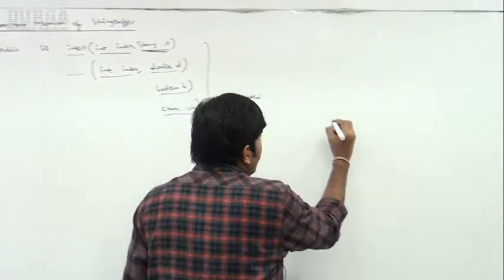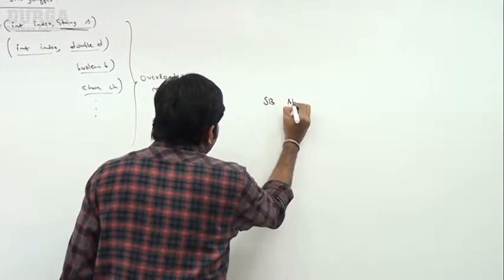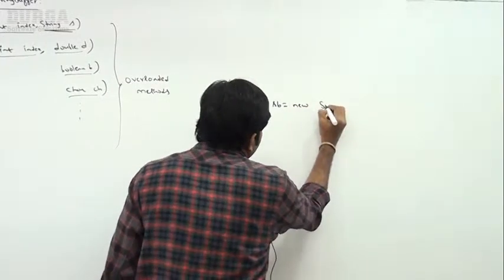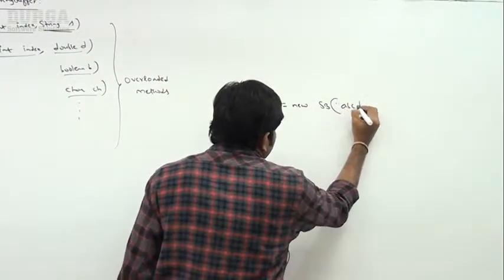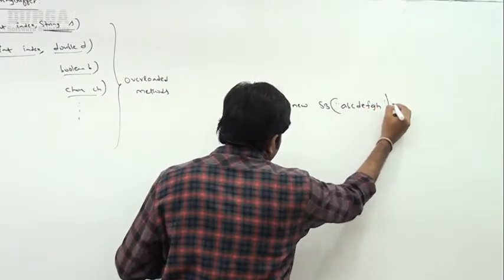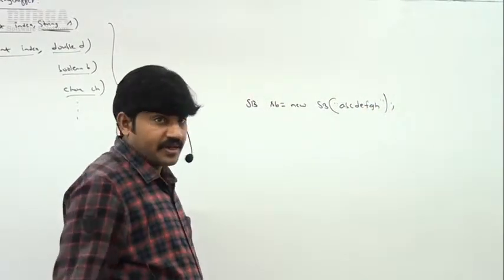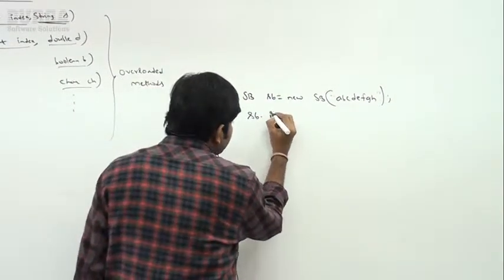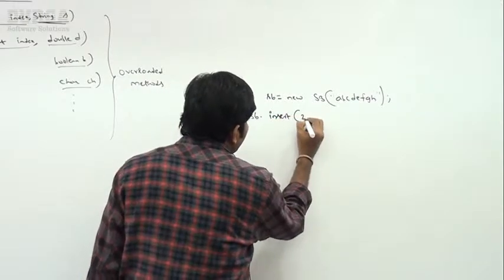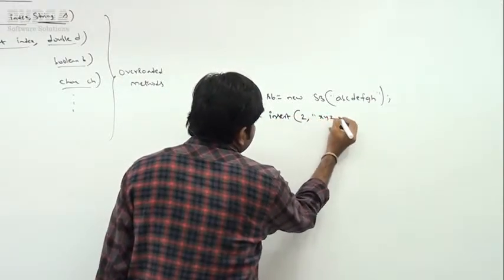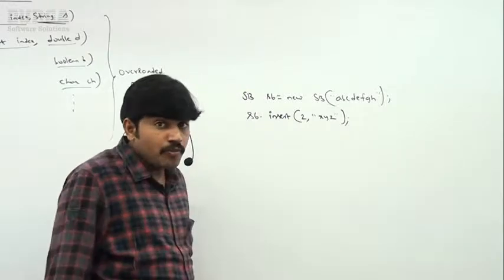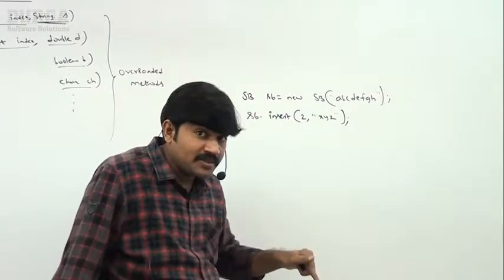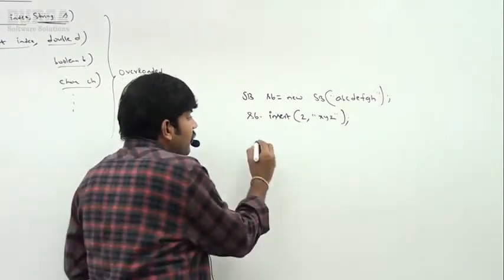Let me go for a small example. Here, observe that, I'm taking a StringBuffer. SB is equal to new StringBuffer of A, B, C, D, E, F, G, H. This is my StringBuffer content. Now SB dot insert of 2, X, Y, Z. I'm asking, can you please add X, Y, Z at the second index place?